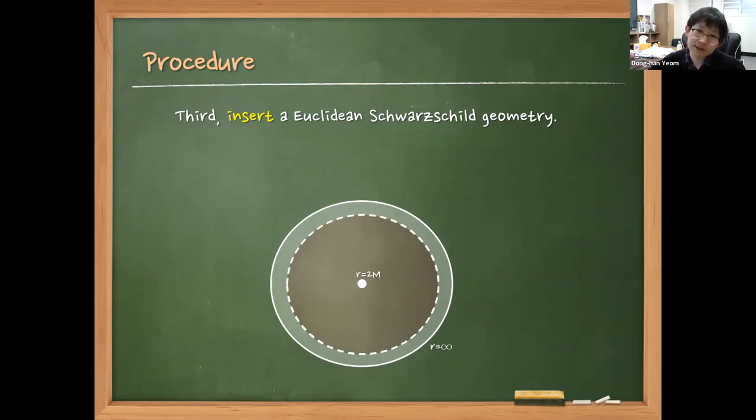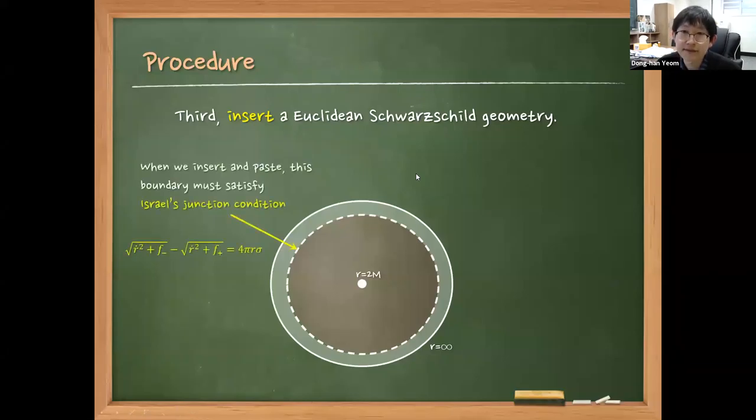But if you match two geometries, so one is black hole geometry and the other is pure Minkowski, and you paste them, then of course we need some junction condition. There is a non-trivial junction condition here. So what is the junction condition? This is nothing but that at this junction, the Einstein equation must be satisfied. So the metric must be continuous. This is the first Israel junction condition.